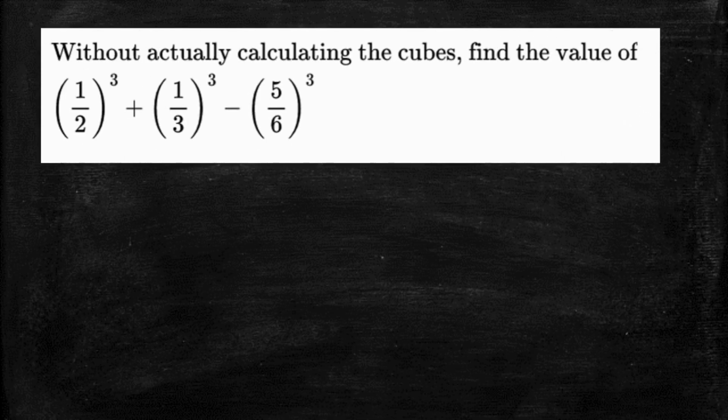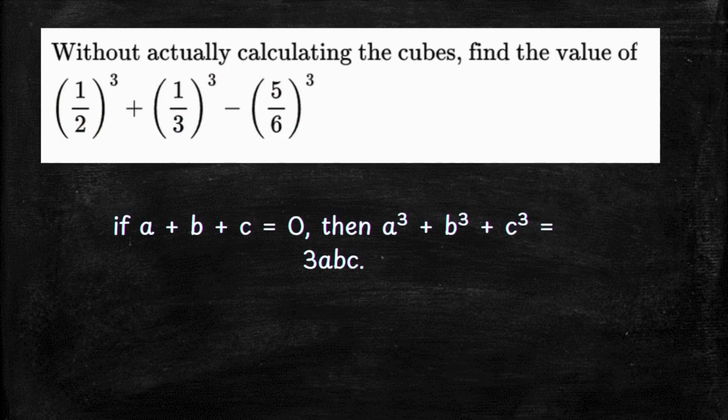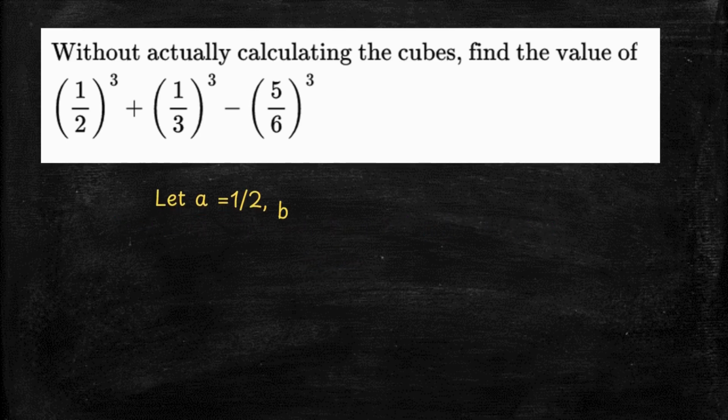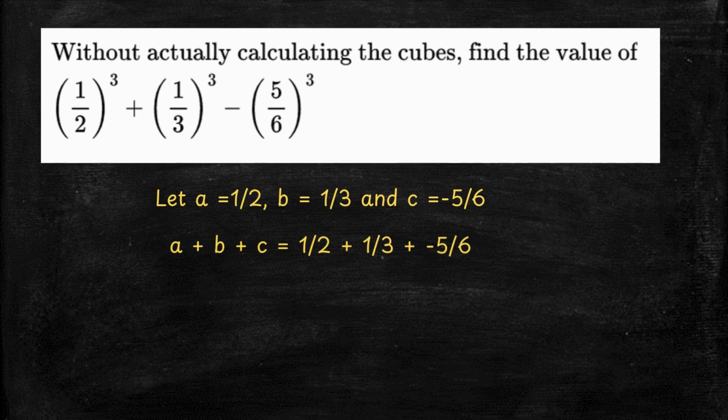The question says, without actually calculating the cubes, find the value of (half) cube plus (1 over 3) whole cube minus (5 over 6) whole cube. For that, we are going to use the relation that if a plus b plus c equals 0, then a cube plus b cube plus c cube equals 3 times abc. So let's take a as half, b as 1 over 3 and c as negative 5 over 6. On adding a, b and c, we get half plus 1 over 3 plus minus 5 over 6. So they add to give you 0.